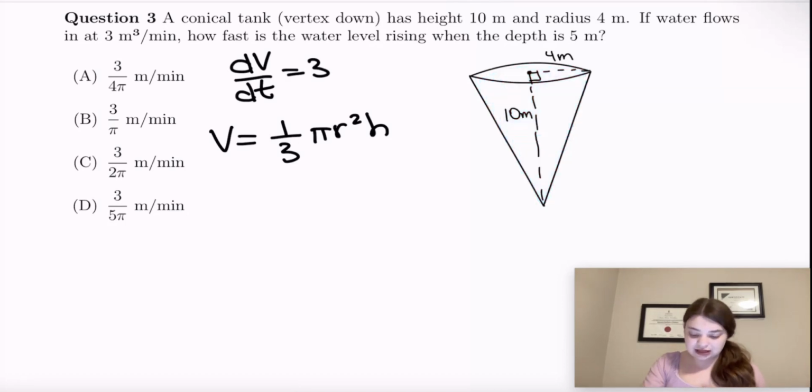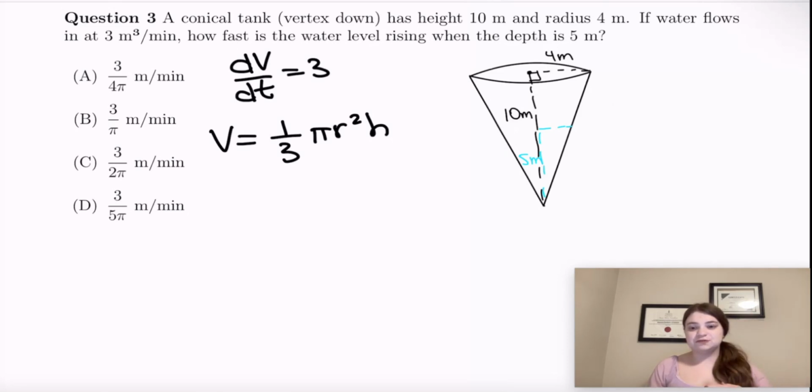And so what they're asking here is how fast is the water level, so like the height essentially of this, rising, or how fast is the depth rising when the depth is at the 5 meter mark, so halfway between. So essentially, what they're asking is when our height is here at the 5 meter mark, how fast is it rising up? Not how fast is it coming in, because that would just be the 3 cubic meters a minute.